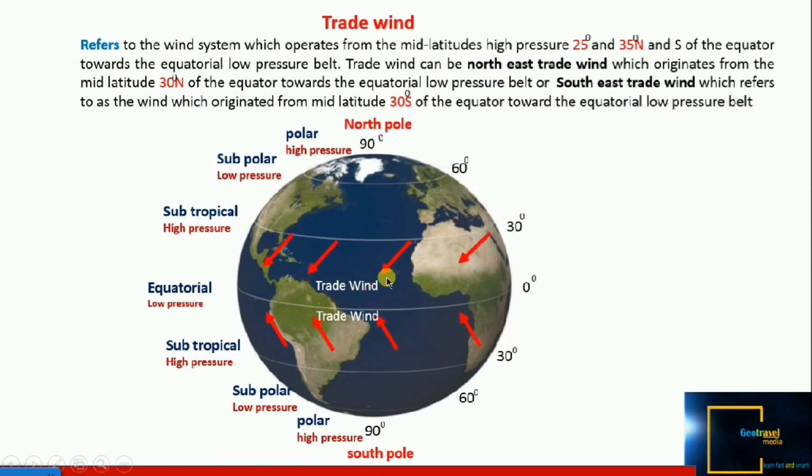The trade wind normally operates from the mid-latitude subtropical high pressure belt 30 degrees north and 30 degrees south of the equator toward the equatorial low pressure belt, which experiences low pressure. Trade wind can be north trade wind, which operates from 30 degrees north toward the equator, or it can be south trade wind, which operates from 30 degrees south toward the equatorial low pressure belt.